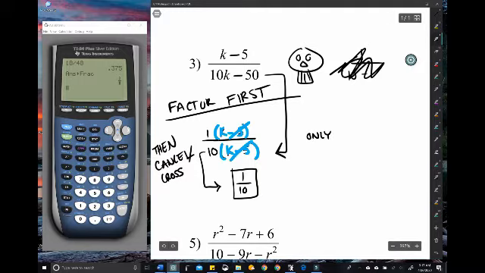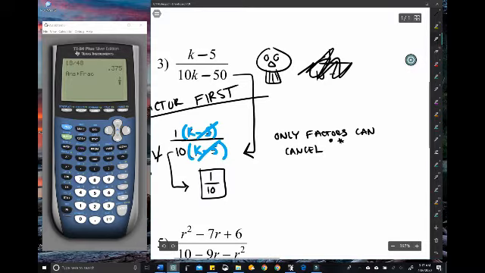Only factors can cancel. Factors are with multiplication, okay? So let's just look at another example.